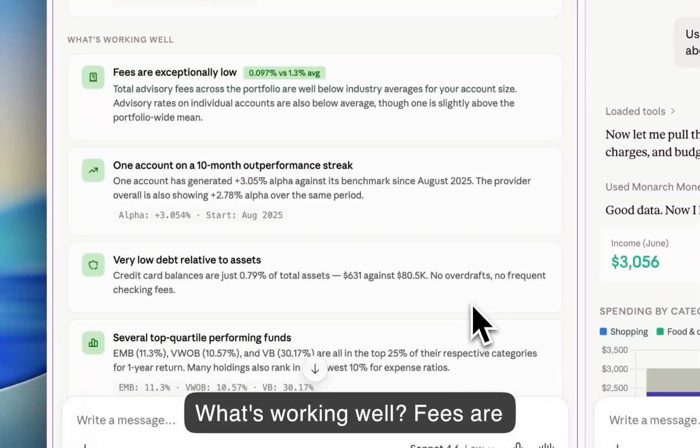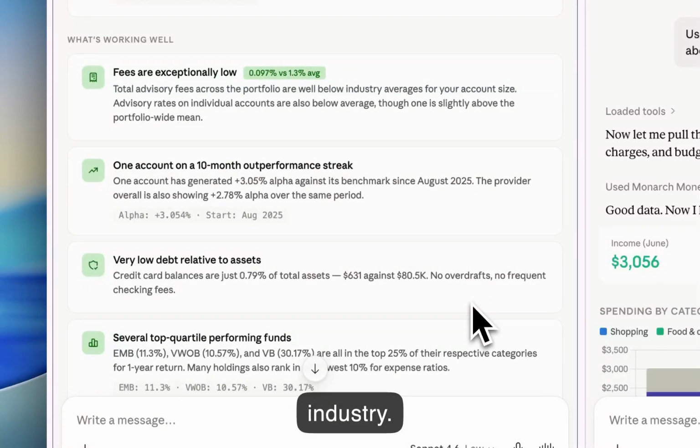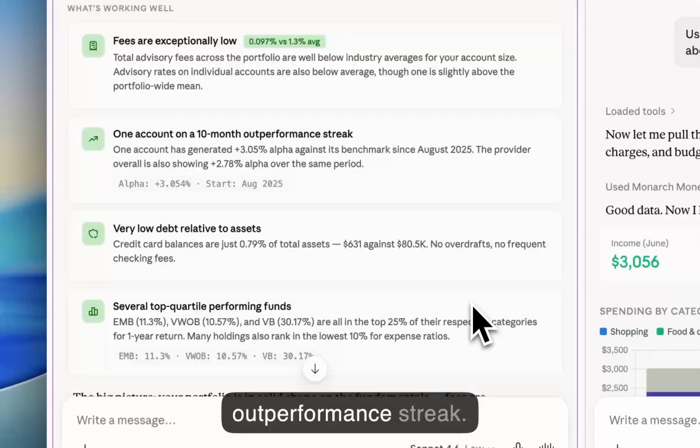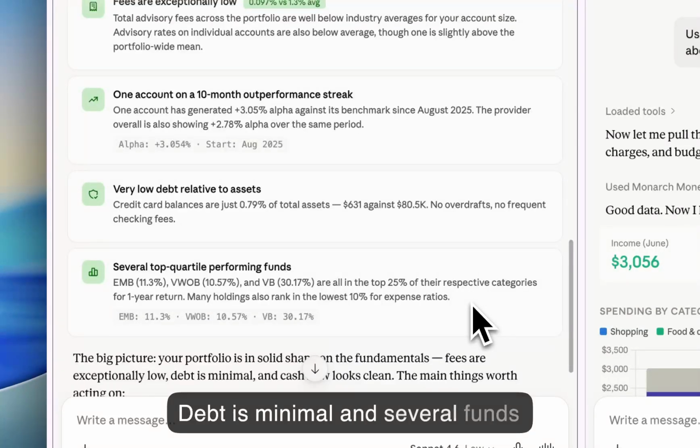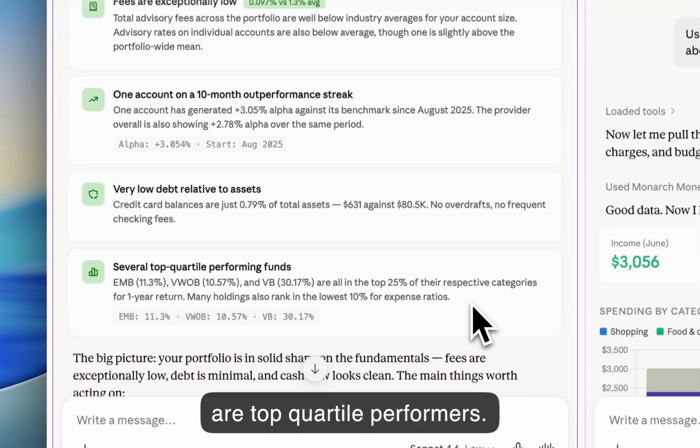What's working well? Fees are exceptionally low relative to the industry. One account is on a 10-month outperformance streak. Debt is minimal, and several funds are top quartile performers.